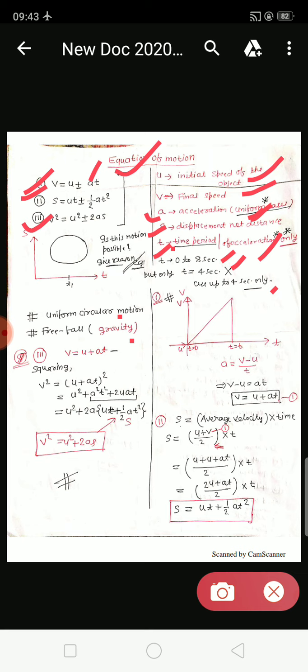If in the entire time interval the acceleration value is constant, then we can use these three equations of motion. If the acceleration value is not constant, we cannot use these three equations. And suppose after t equal to 4 seconds there is no information about acceleration, and it is given that the object has gained acceleration up to t equal to 4 seconds only, at something meter per second square, then you can use these equations up to t equal to 4 seconds only.